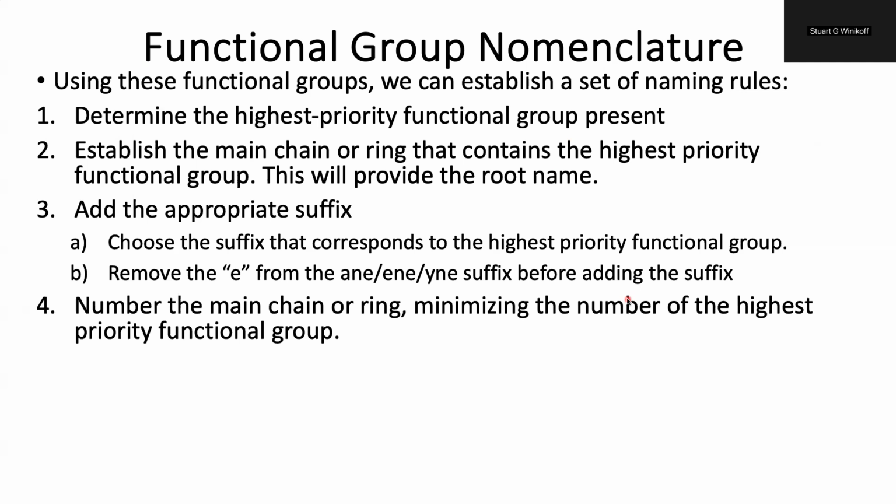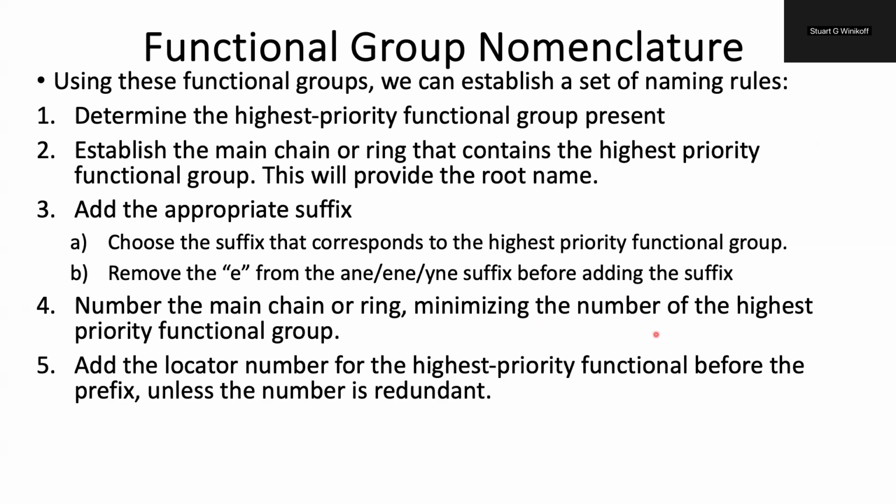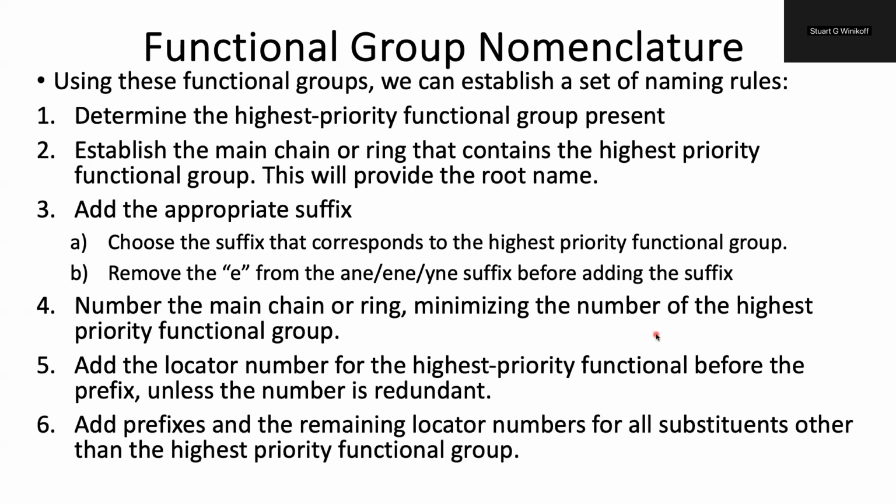Now we want to number that main chain, and we're always going to focus on minimizing the number of that highest priority functional group. We minimize that number before anything else. Then we add locator numbers for the highest priority functional group before the root name to establish where that functional group is located. However, in many cases this might be redundant based on the shape of the molecule and the nature of the functional group. Then we add everything else that's attached to that chain or ring using our classic rules from inner chapter A, adding it as prefixes with locator numbers for all of the other substituents.